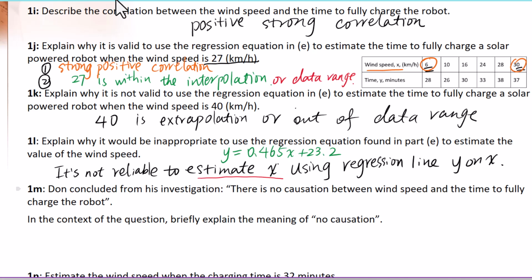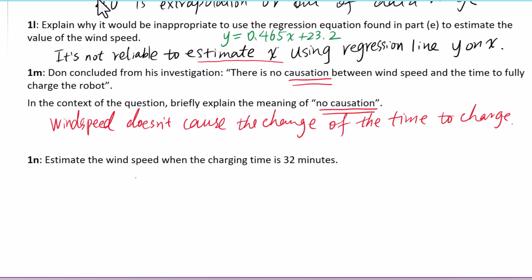1M. Concluded from this investigation, there is no causation between the wind speed and the time to fully charge the robot. Briefly explain the meaning of no causation. Because the wind speed doesn't cause the change of the time to charge. Estimate the wind speed when the charging time is 32 minutes.